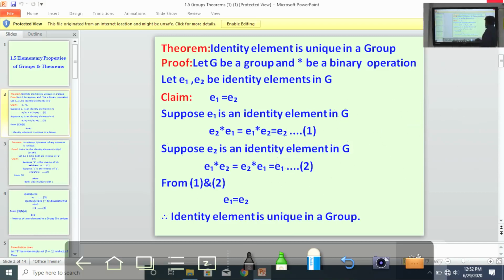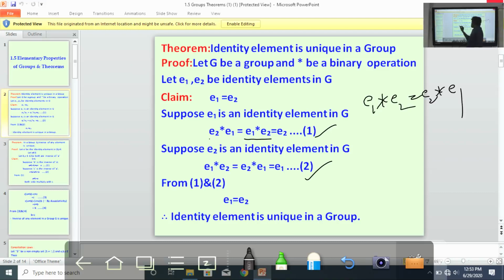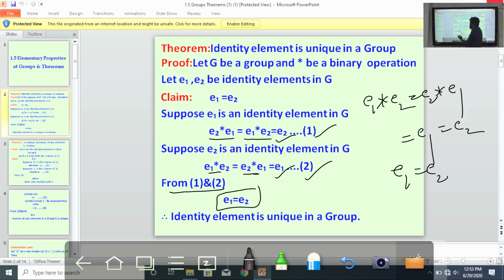So you observe 1 and 2. E1 star E2 equal to E2 star E1 equal to, what is the value from 2? E1. That equals E2. So finally we get E1 equal to E2. From 1 and 2, E1 equal to E2. Therefore identity element is unique. Identity element is unique in a group. Understand?